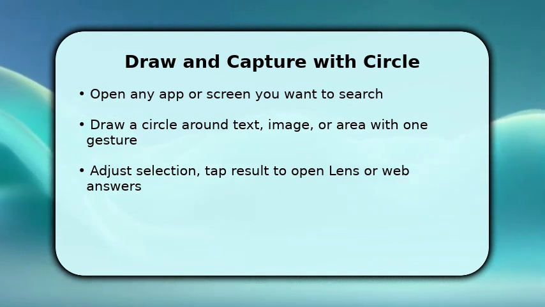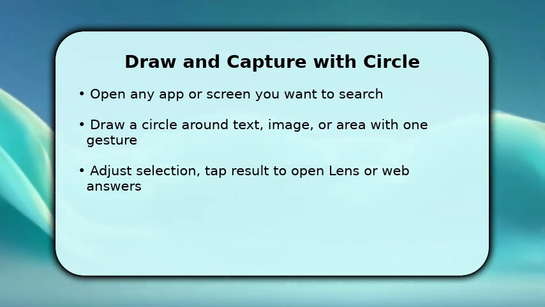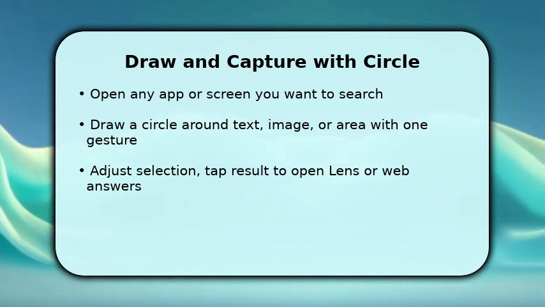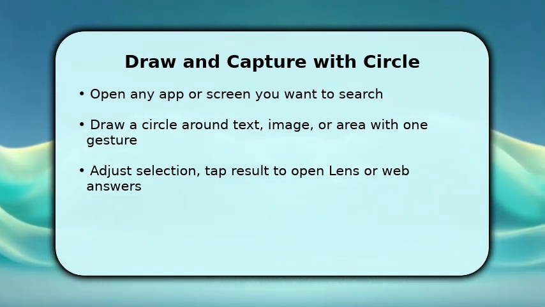If the first capture misses, immediately redraw a tighter circle or include more surrounding pixels to help detection. Then tap the suggested card or lens result to view information or take action.